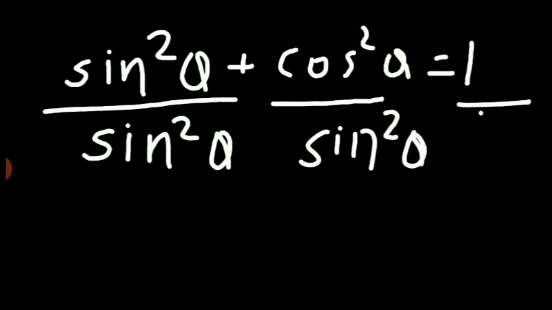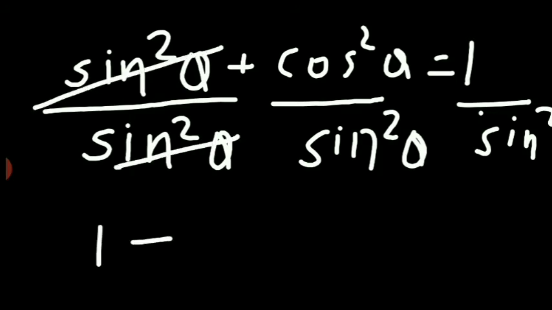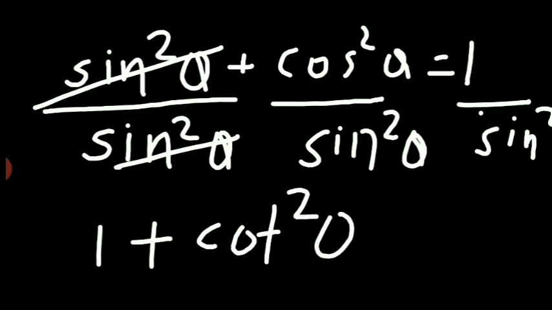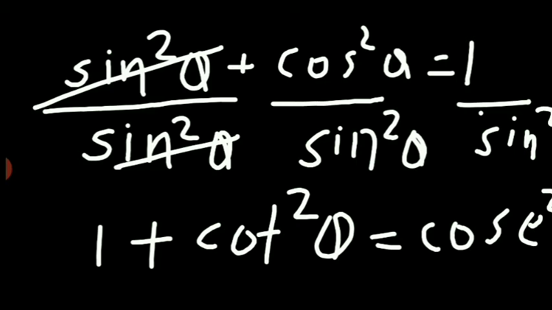Okay, there is no effect because we are dividing both sides. The sin cancels and 1, and we know that cos square theta upon sin square theta is cot square theta. So we will write here cot square theta, and 1 upon sin square theta is cosec square theta. This is the next identity: 1 plus cot square theta is equal to cosec square theta.